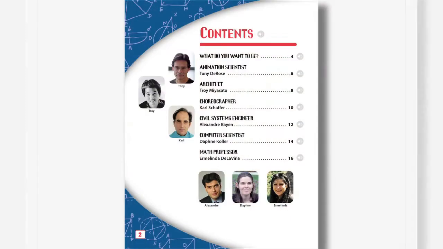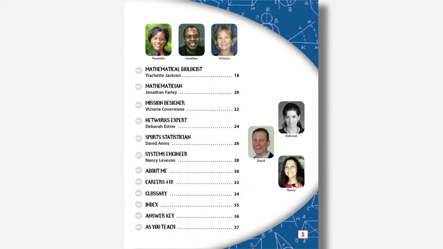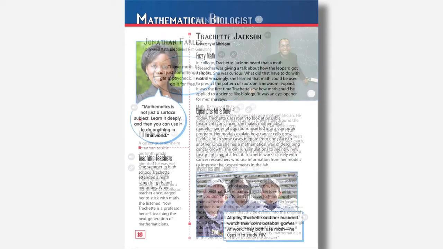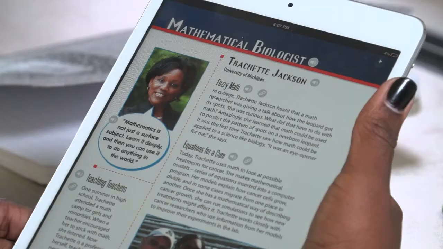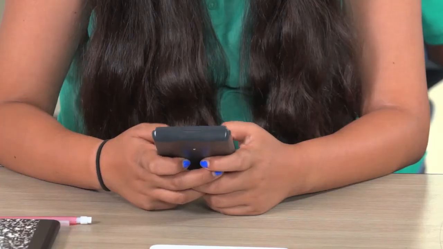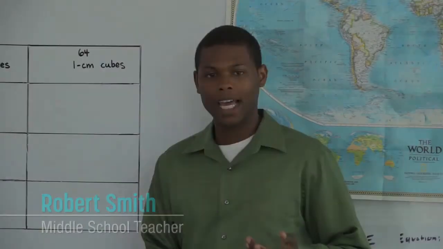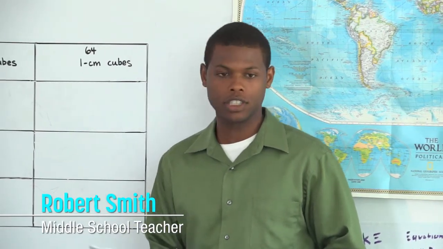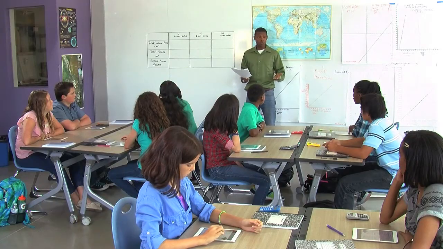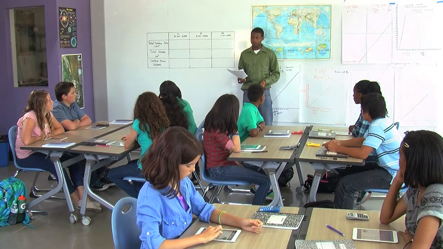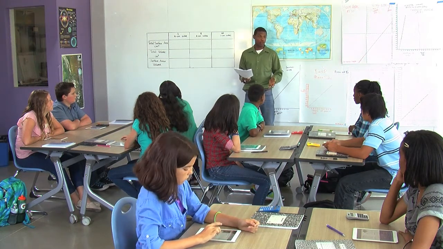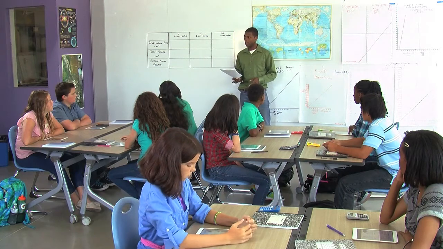In this book, students read about 12 STEM professionals doing exciting work in mathematical fields. One of them is mathematical biologist Treshette Jackson. After students read about Treshette, they use math to investigate a question relating to cells. As a mathematical biologist, Treshette Jackson uses math to evaluate new cancer treatments. Now let's see if we can use math to solve a problem in biology.